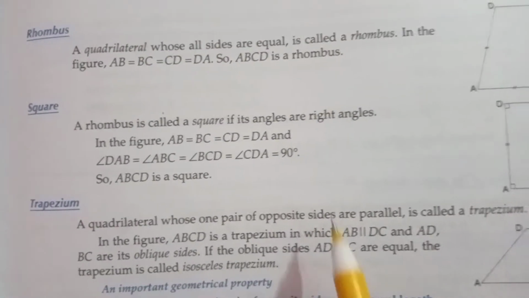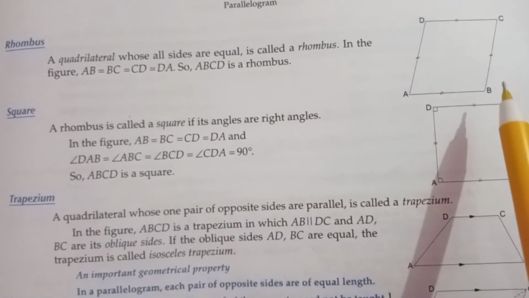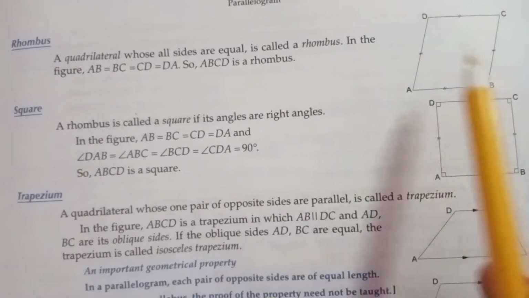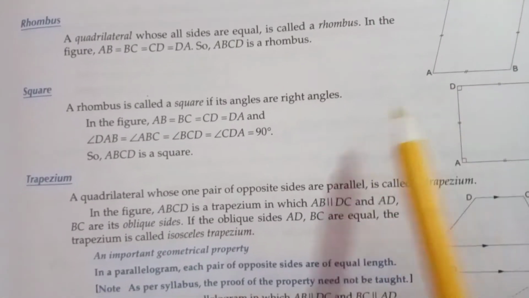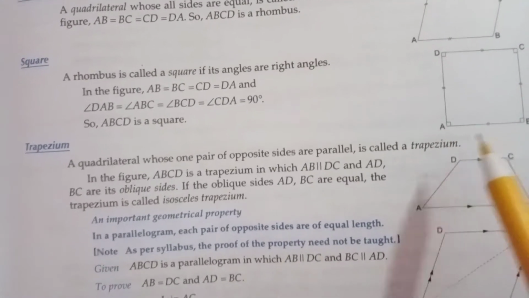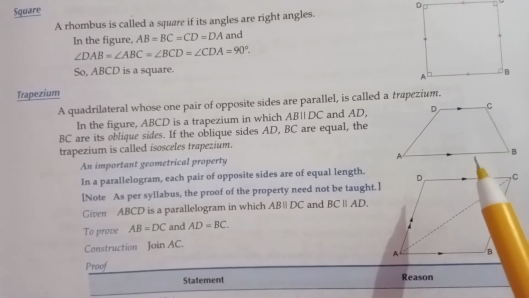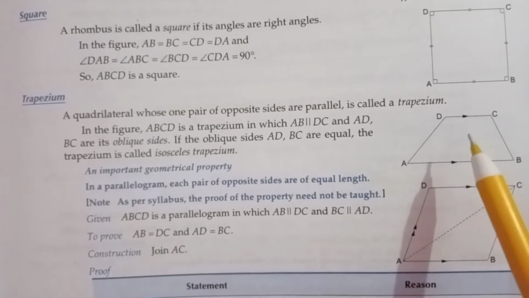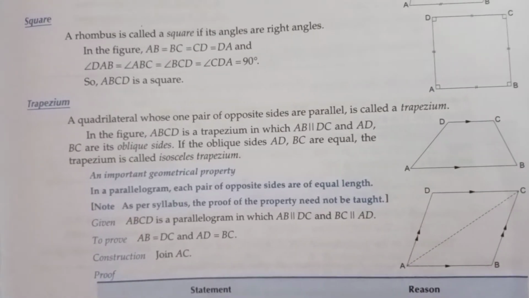Next, rhombus. A quadrilateral whose all sides are equal is called a rhombus. In this figure, AB, BC, CD, DA, all sides are equal. A square has all four sides equal and all angles are 90 degrees. Trapezium: one pair of opposite sides are parallel. So this is a trapezium.